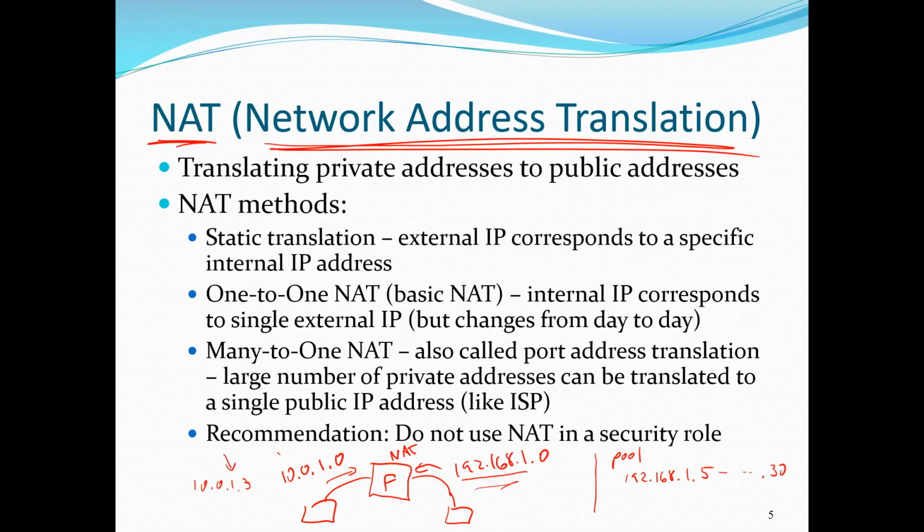NAT is one of the services that firewalls do provide sometimes, translating private addresses to public addresses, for instance. NAT methods, basically, can be static translation, one-to-one, or many-to-one. So static translation, an internal IP corresponds to a specific external IP address. One-to-one NAT, an internal IP corresponds to a single external IP, but changes day to day.